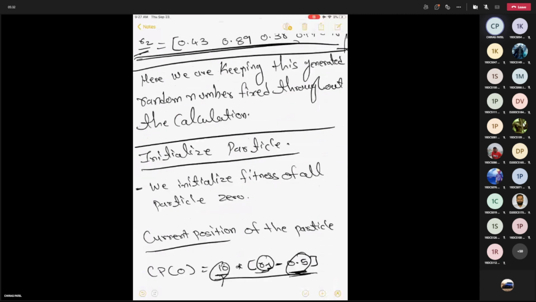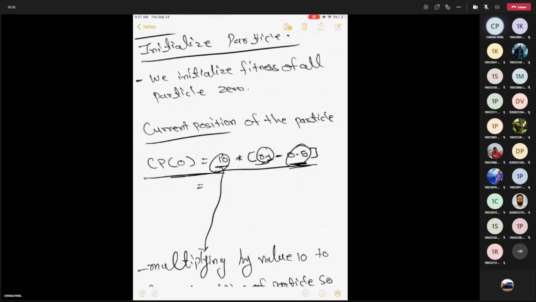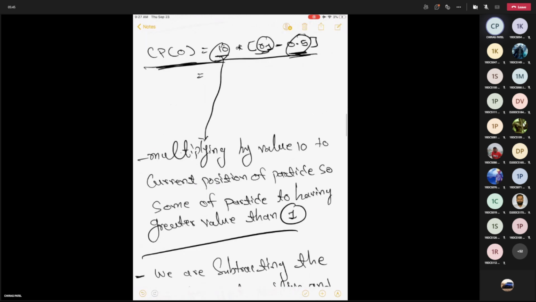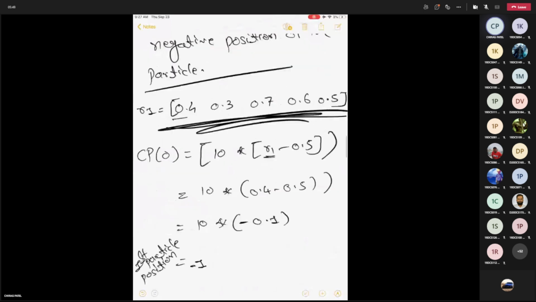After that, we initialize the current position of each and every swarm. The equation is 10 minus 10 multiplied by R1 minus 0.5. We had given the justification why we had taken this, right?